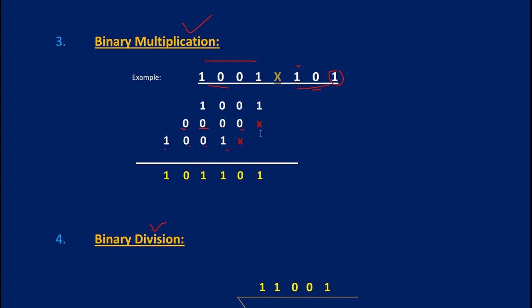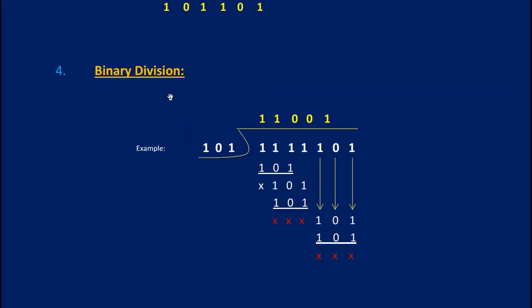Now do the addition for all these three numbers. First the single digit is written here. Now 0 plus 0 is 0. Now 0, 0 and 1, the answer is 1. Now 1 plus 0 plus 0 is 1. Now 0 plus 0 is 0. Now 1 is alone here, so we write 1. So our answer for this multiplication is 1 0 1 1 0 1. This is binary multiplication.